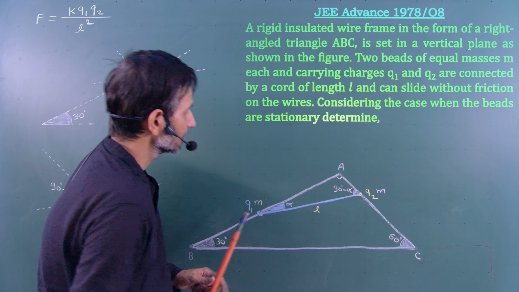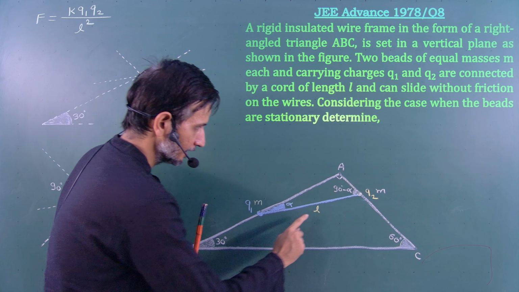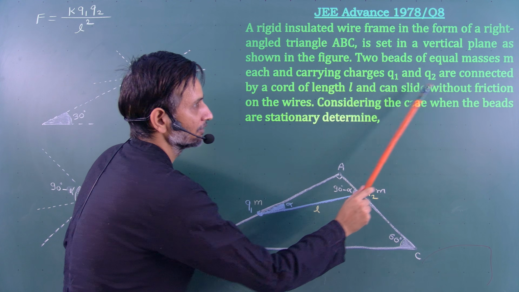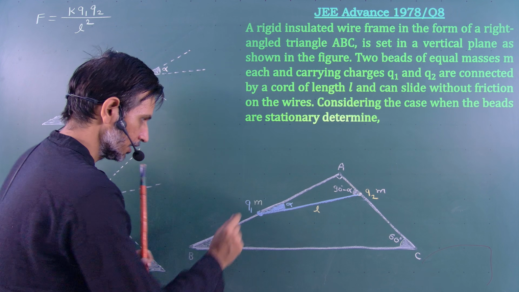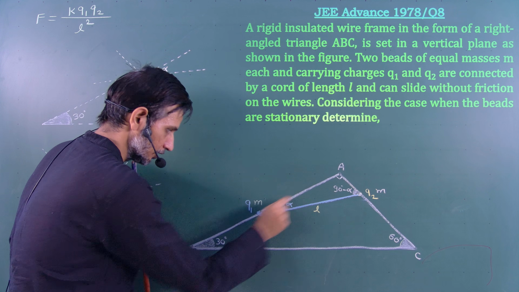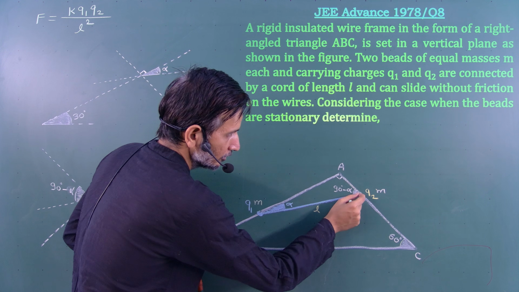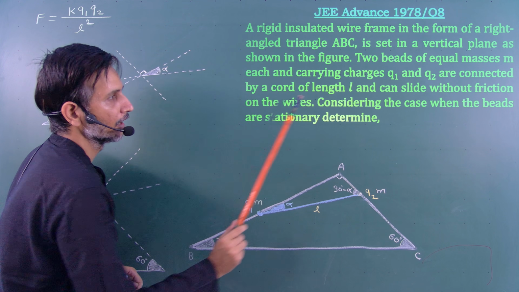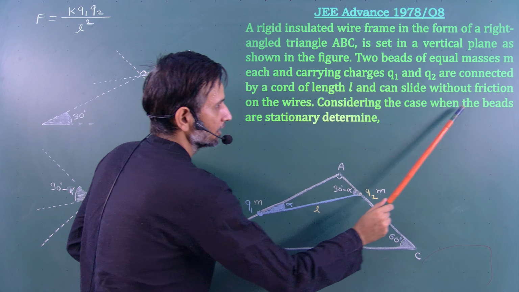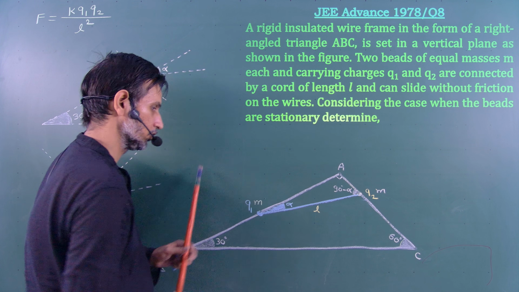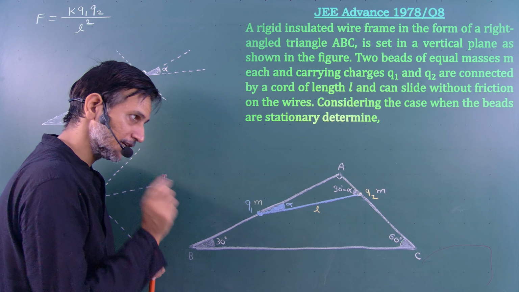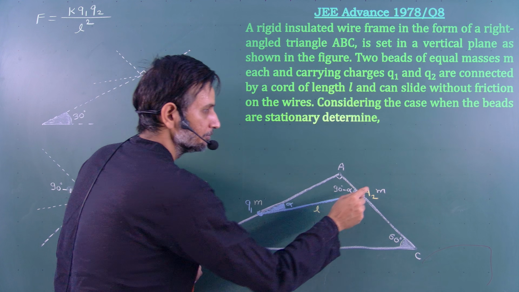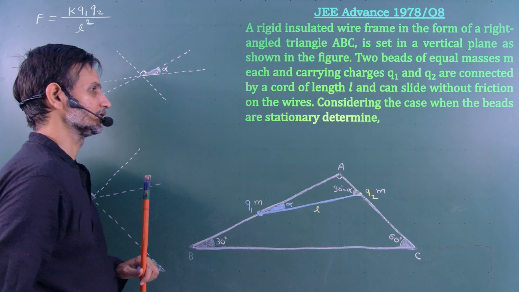Both beads are connected by a cord of length L. So the length of this blue line is L. They can slide without friction on the wires. This bead can slide without friction on this wire frame, and this bead can also slide on this wire frame without friction. Considering the case when the beads are stationary, we have to consider a special case when bead 1 is at rest and bead 2 is also at rest.